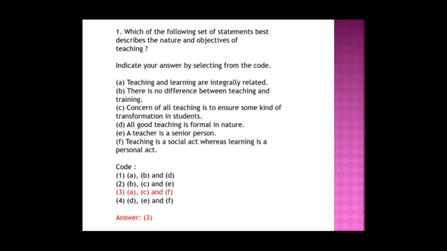We already studied the nature and objective of teaching, so you can select the best description from here, that is A, C and F. A is teaching and learning are integrally related, right? And C, concern of all teaching is to ensure some kind of transformation in students. And F, teaching is a social act, whereas learning is a personal act. So these three are the best statements describing the nature and objective of teaching. So here the answer is 3.